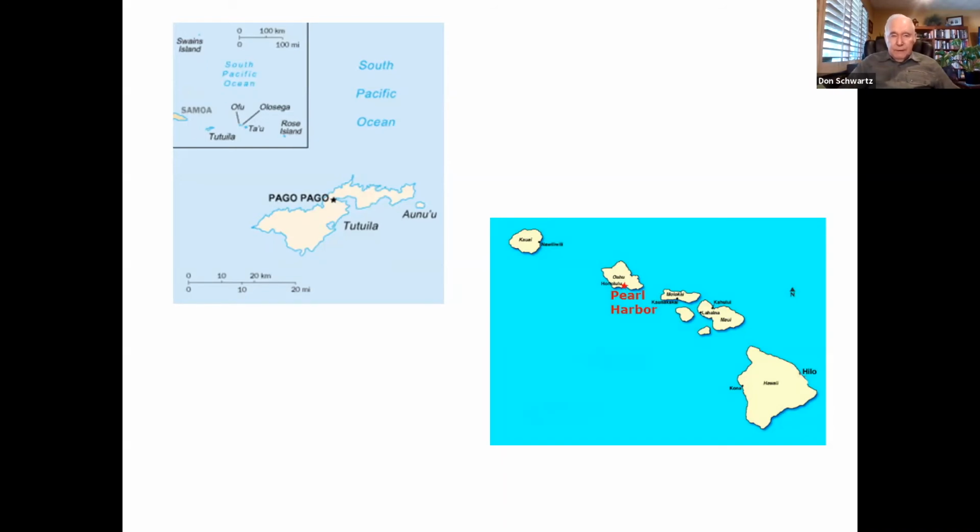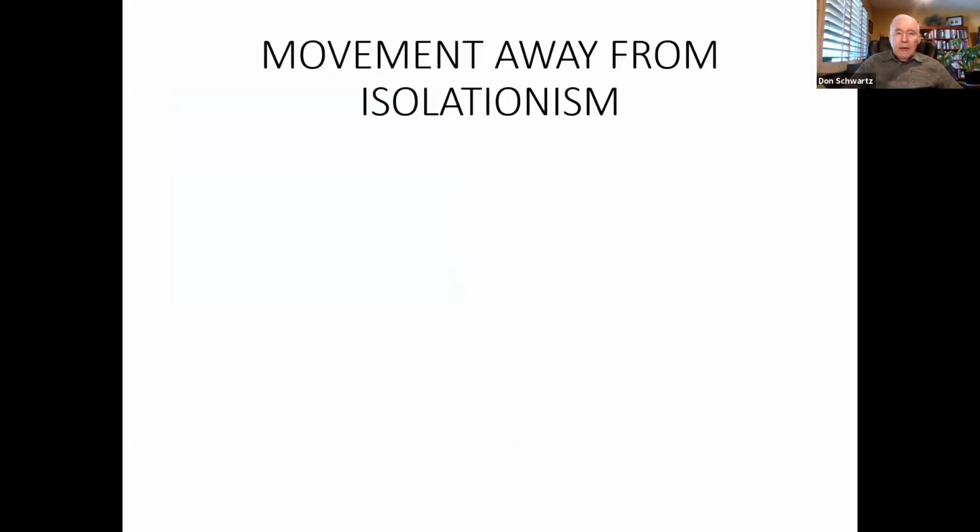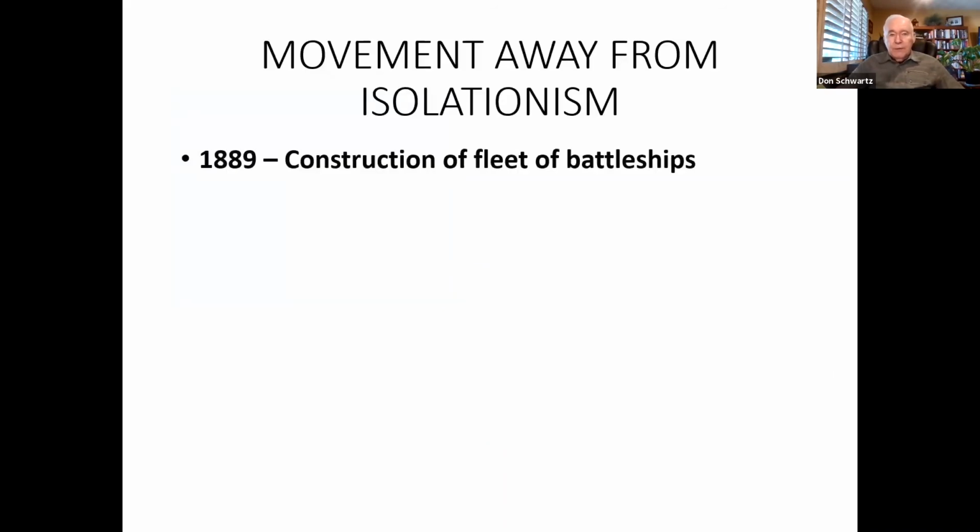President Grover Cleveland took office in 1885, and he made it clear he intended to avoid foreign entanglements. But there were some signs that America might be moving away from isolationism. In 1889, Congress approved of the construction of a fleet of battleships. Now, unlike the lighter ships that the Navy had used to defend the American coast, battleships ran the risk of getting the United States engaged in rivalry with other great powers.